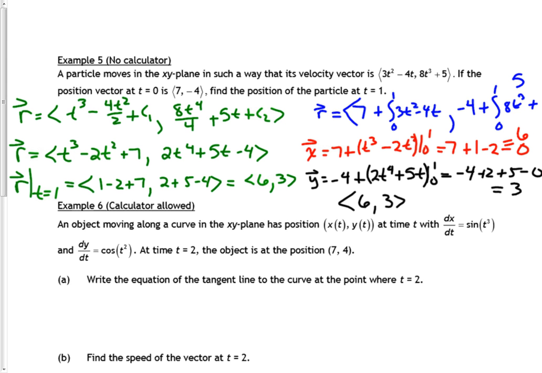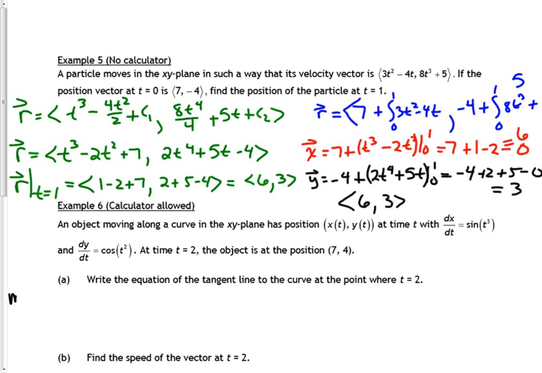So we have a position function. Sorry, we don't have the position function. We have the derivative of each component. And at time 2, the object is at the position 7 comma 4. So we first have to write the equation of a tangent line to the curve at the point where t is equal to 2. So I'm going to actually leave this without using my calculator.